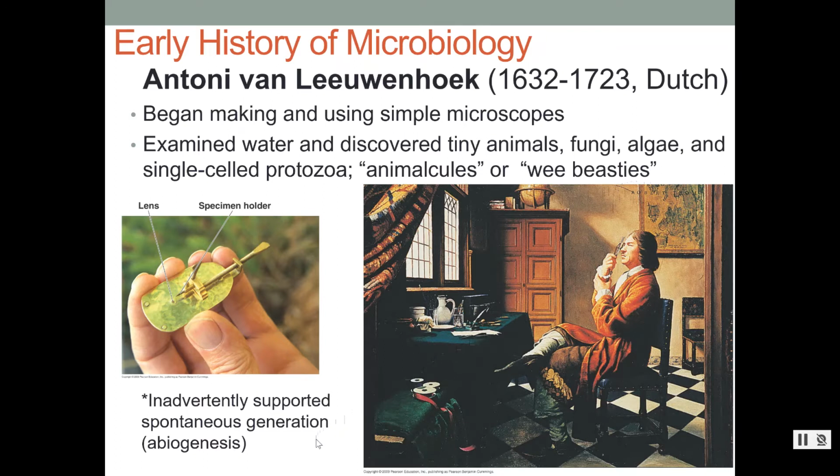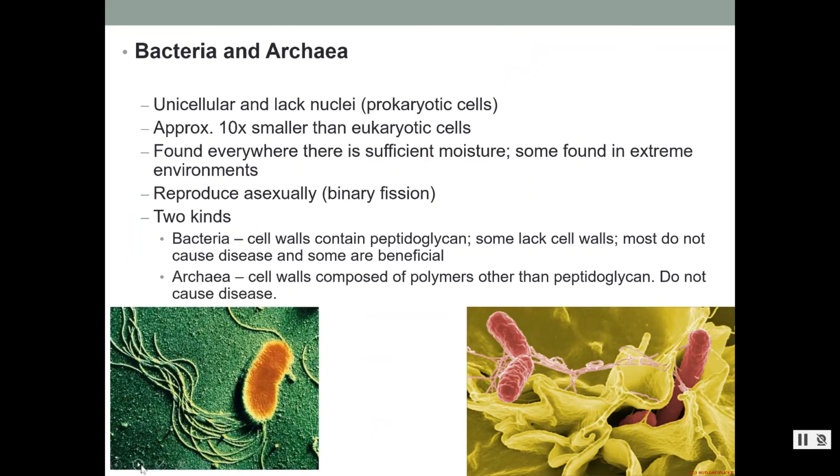Now, again, he did not invent microscopes. He just used them. Another thing I put on this PowerPoint, and we'll come back to it, is that his work inadvertently supported spontaneous generation. Another word for that is abiogenesis. We're going to talk about that in a little bit, but I did want to put this in this PowerPoint so that as you're studying, you can come back to that. All right, so what did he see?